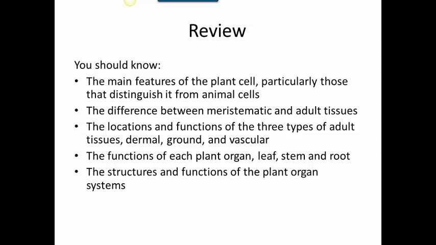The meristematic are young tissues. There's a lot of cell division going on within the meristematic regions of the plants. The adult tissues have diverse functions. They include the dermal tissue, the ground tissue, and the vascular tissue. You should know the locations and the functions of each of those three kinds of adult plant tissues.